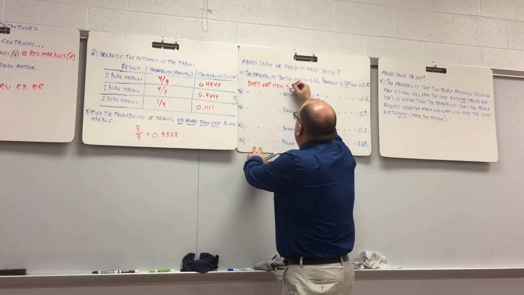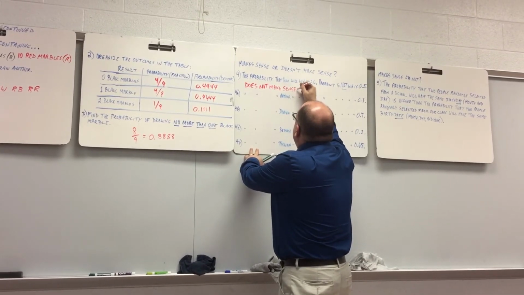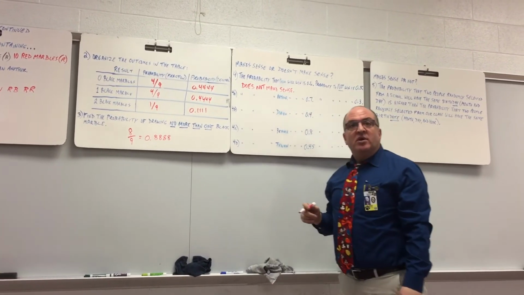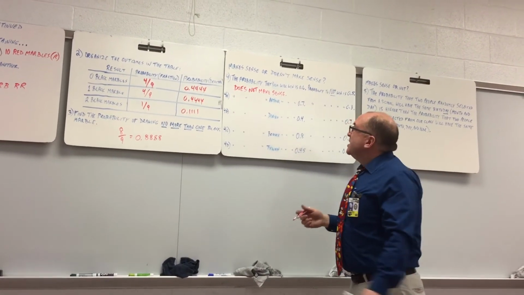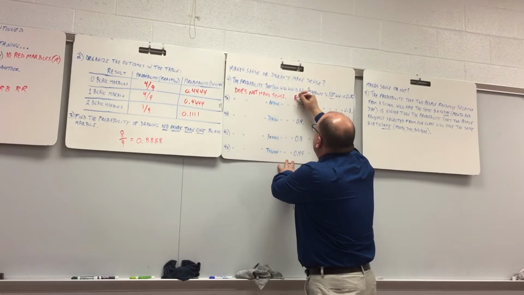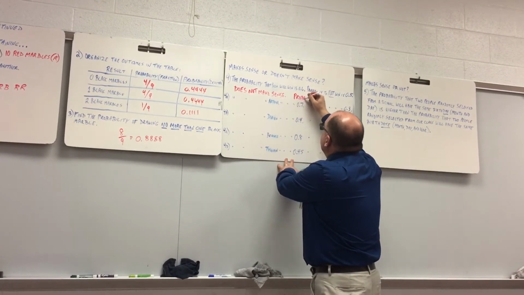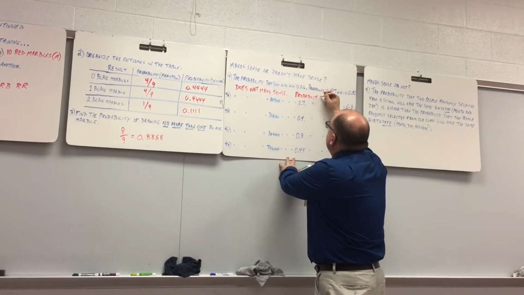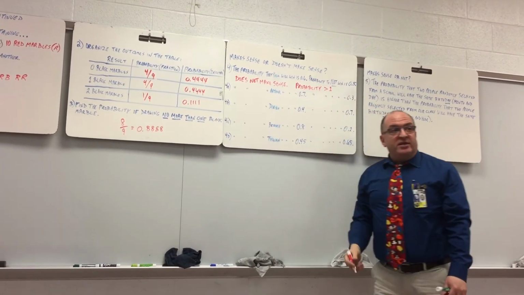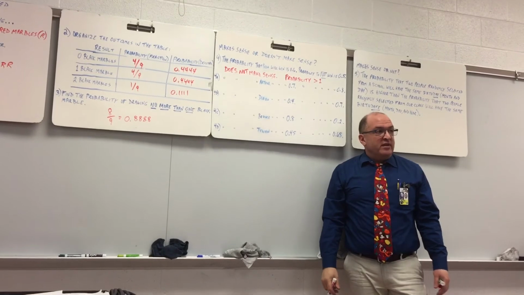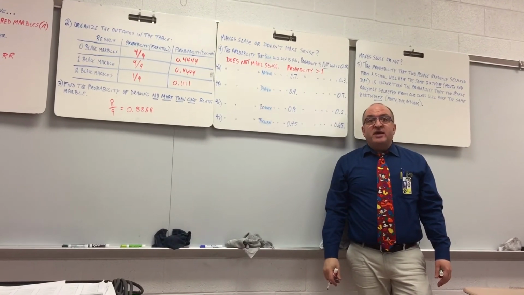Why? Because what do the probabilities have to add up to? 100%, or 1 if you're using a decimal, right? So I'm just going to have you say probability is greater than 1. Does that make sense? Probability is greater than 1, or greater than 100%, right? So that one does not make sense.